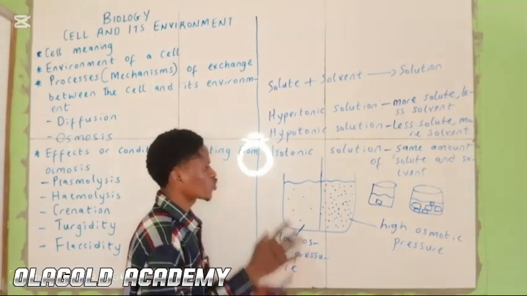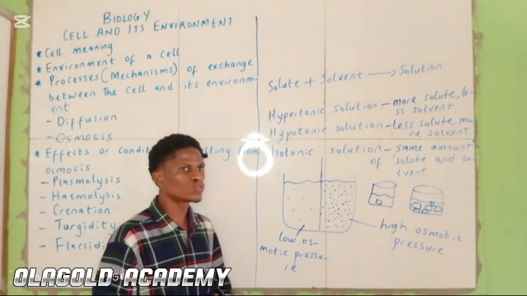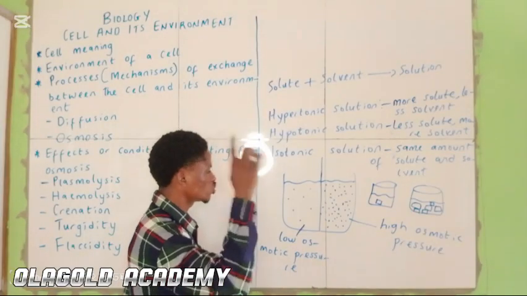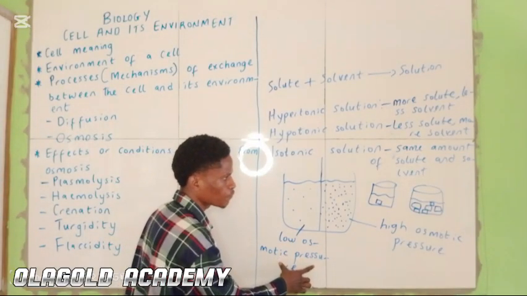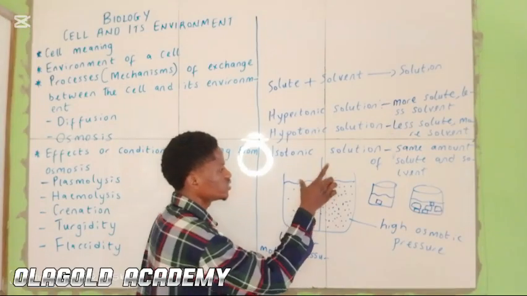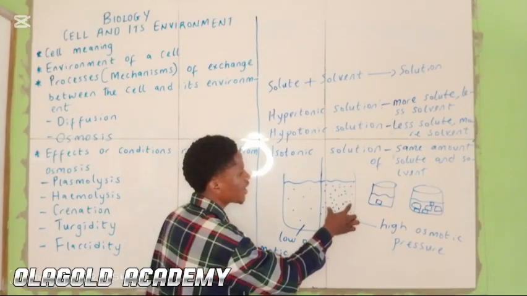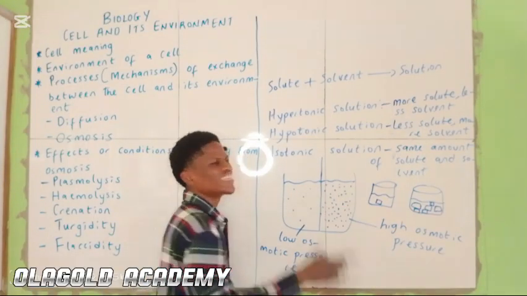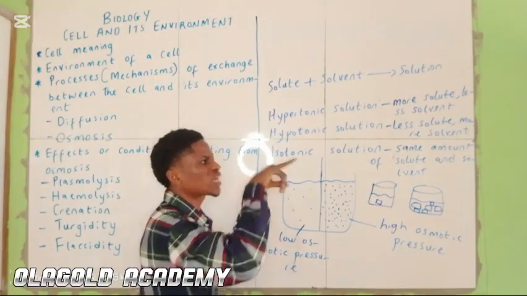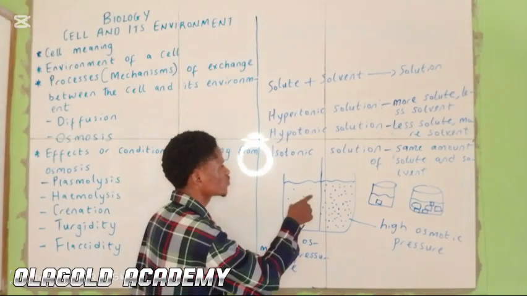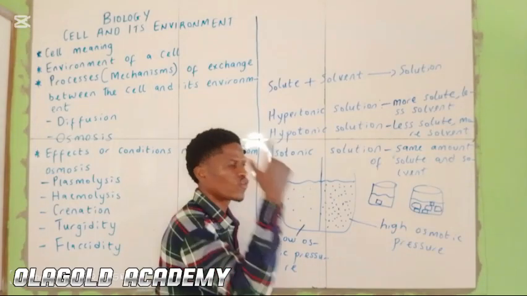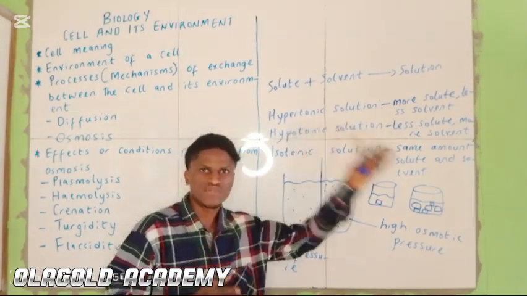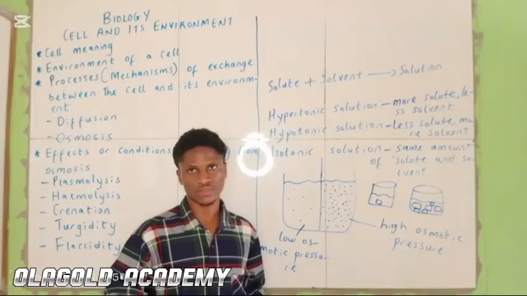So you can say that osmosis is movement of water molecules from the region of low osmotic pressure to the region of high osmotic pressure. It is the same as me saying that water molecules are moving from the region of higher concentration to the region of lower concentration. So the first definition and the second definition are the same thing.